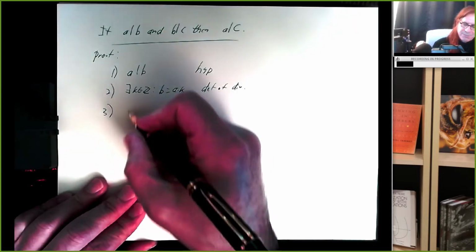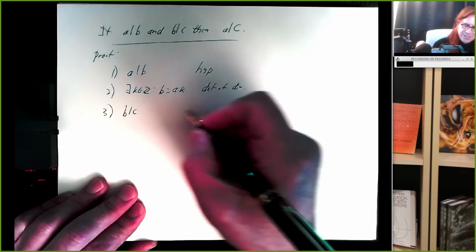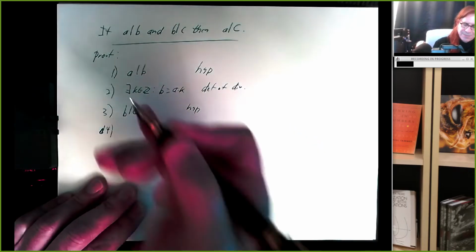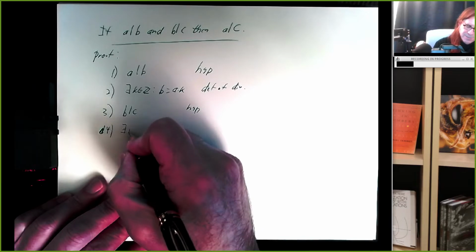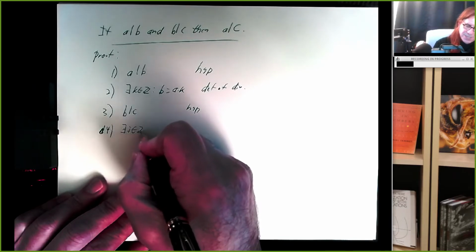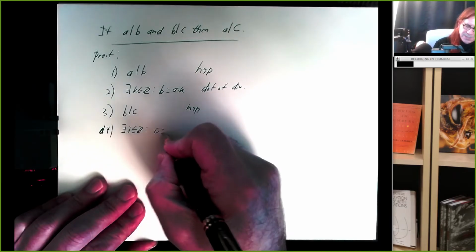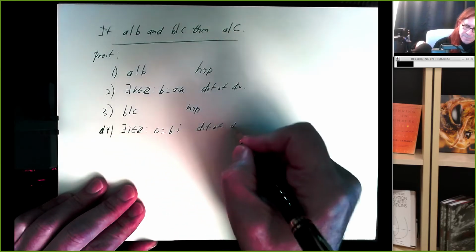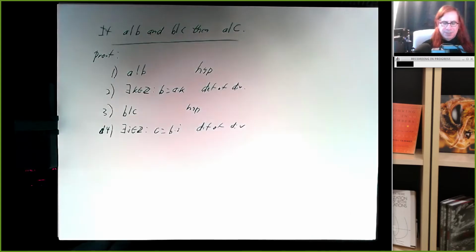And then I'm going to put down my second hypothesis, b divides c. And I'll explain what that means by saying there exists some possibly different integer j such that c equals b times j. And that's the definition of divisibility.